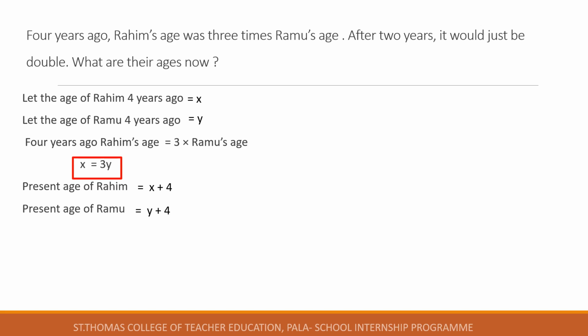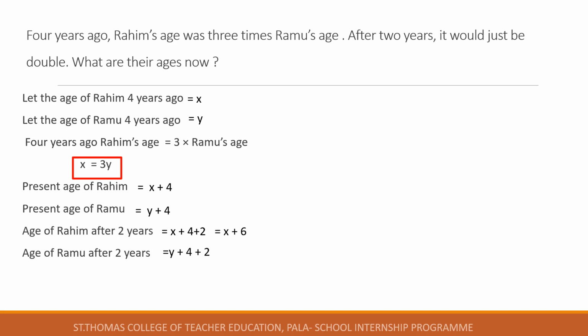So, tell me the age of Rahim after 2 years. Good, x plus 4 plus 2, isn't it? And what we get? x plus 6. So, again, age of Ramu after 2 years will be good, y plus 4 plus 2. And we get y plus 6.